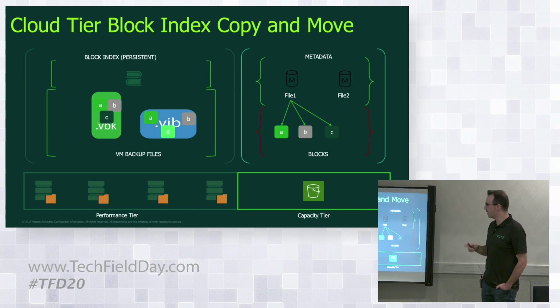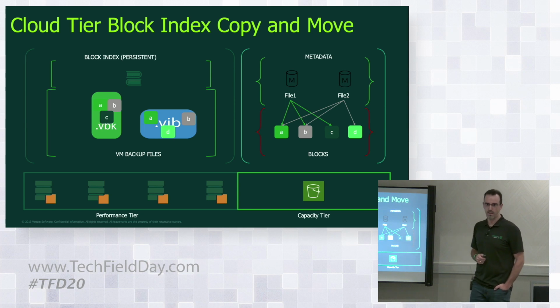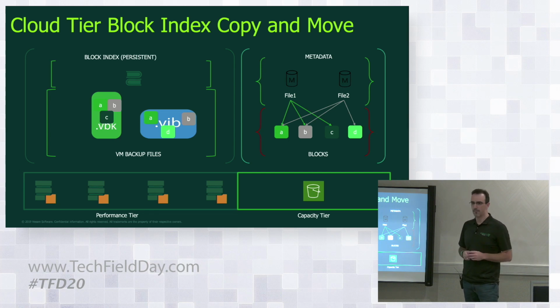But now, because this incremental has blocks A and B similar, all we're going to do is upload block D and point to the previous blocks in the actual capacity tier itself. So you can see that in this case, we've uploaded blocks A and B from the initial file that we created. The secondary incremental had a similar block pattern. We didn't upload A and B, we just referenced them. They were already up there.